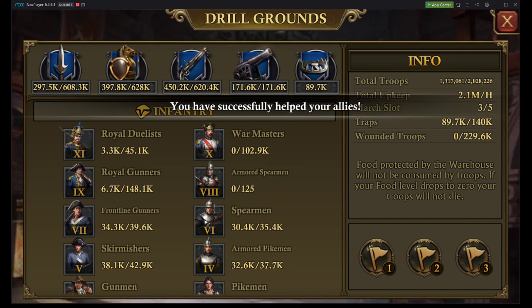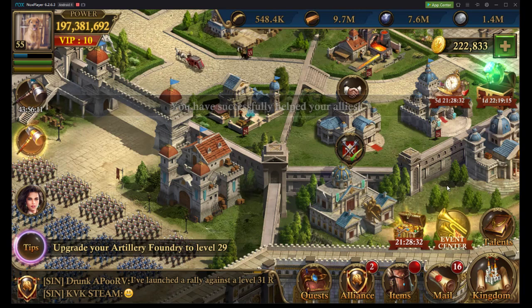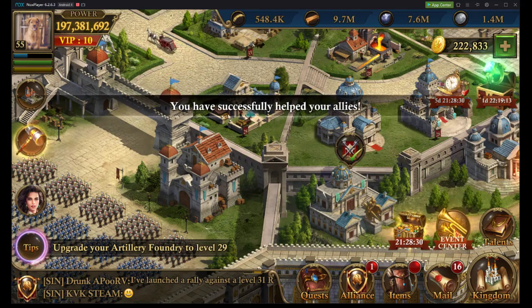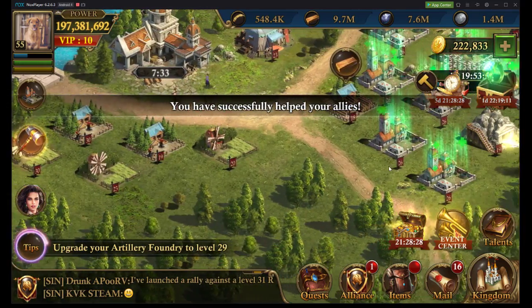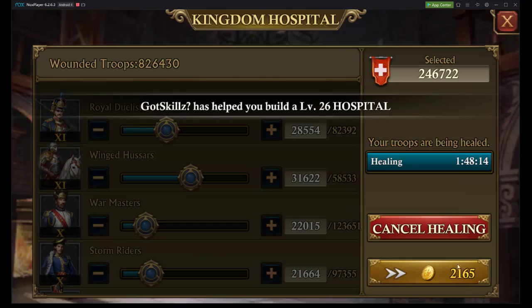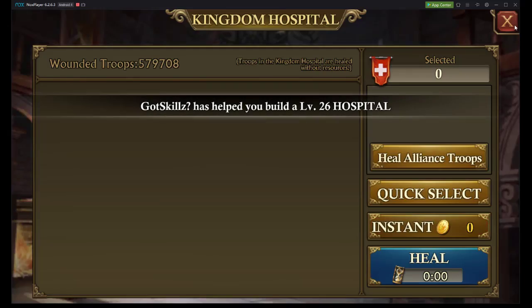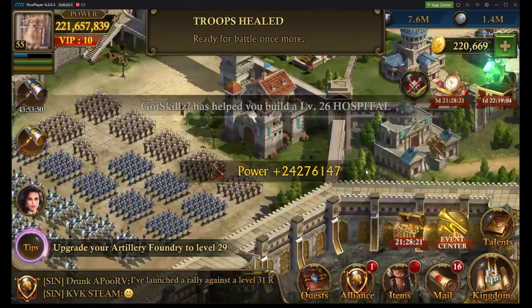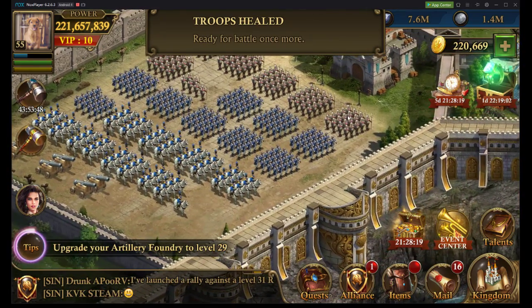Okay gang, welcome back. We're going to be doing a video on some troop formations, but all my troops are dead from the new road, so we're going to have to go ahead and speed this bad boy up. Boom, shakalaka, 24 million power back in stock.